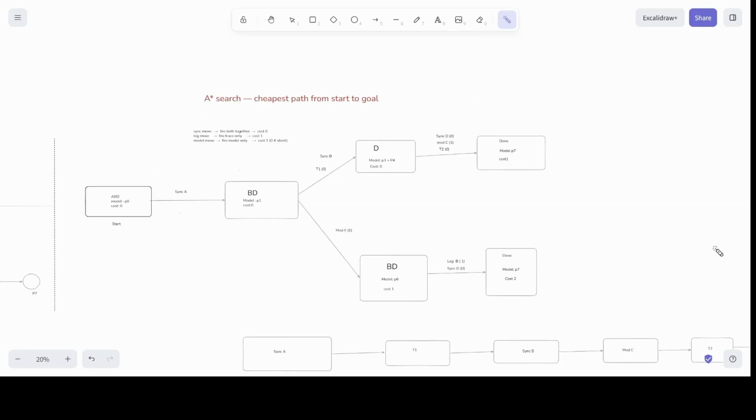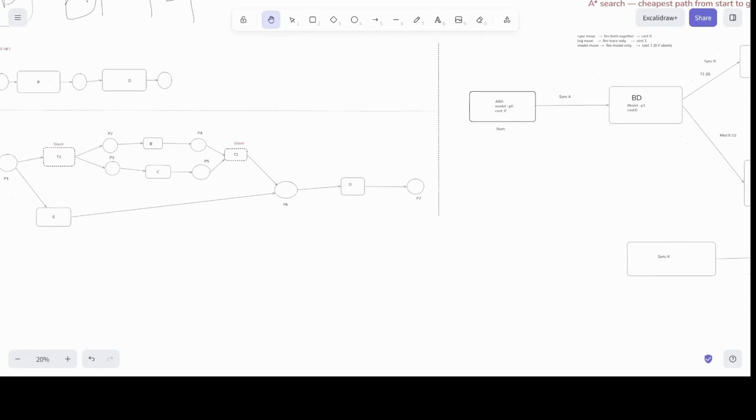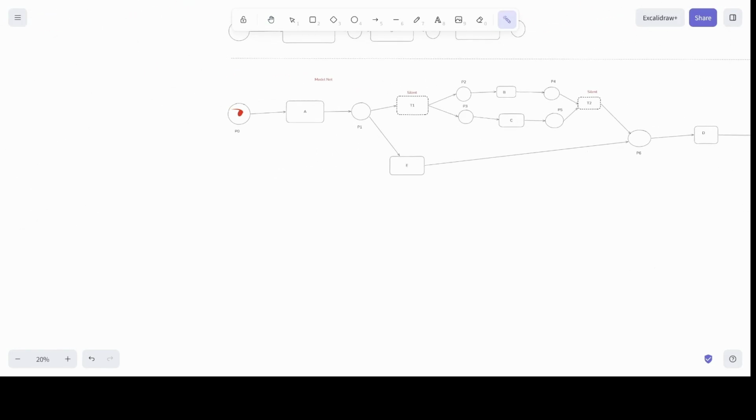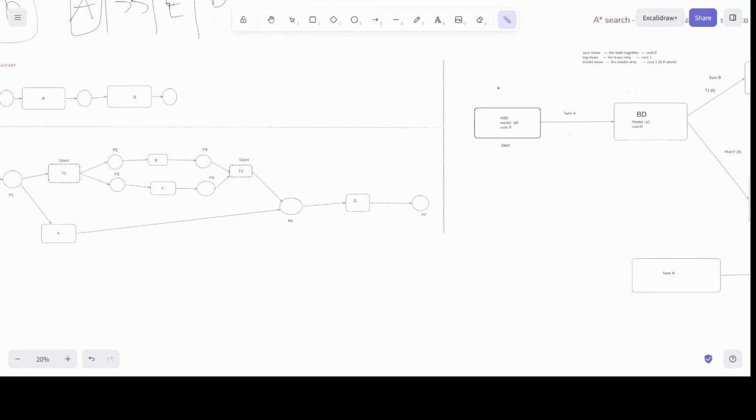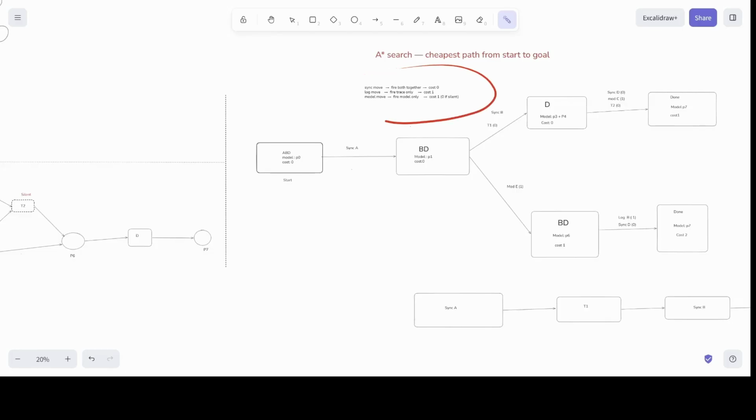Let's see how our algorithm works. First of all, we start from here. So as you can see, ABD, we have the trace. The model starts at P0, meaning that it starts at place 0, and the cost is 0. No problem from here. We have 3 types of moves. We have a sync move, which costs 0, meaning we fire both together: we use our trace and we move in our model, and that costs 0.